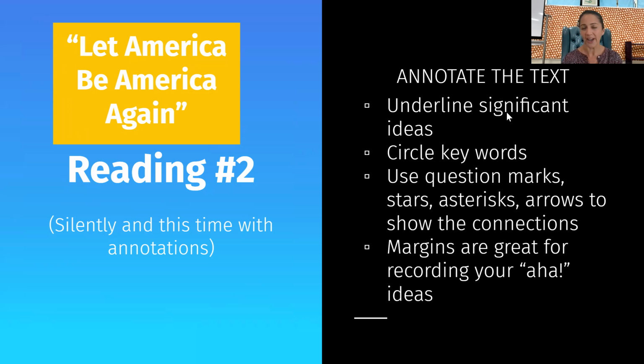And remember, when we annotate, we are trying to keep track of significant ideas. We're circling keywords. We're using some interactive marks to help us stay hooked into the poem. So use question marks, stars, arrows when you see that different ideas or words are connected. And of course, my favorite is those notes that you write to yourself in the margin, those little aha moments. So I'll give you a few minutes now to read this poem to yourself while you annotate.